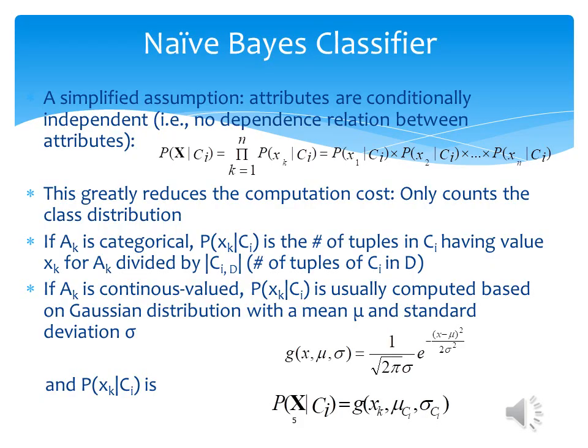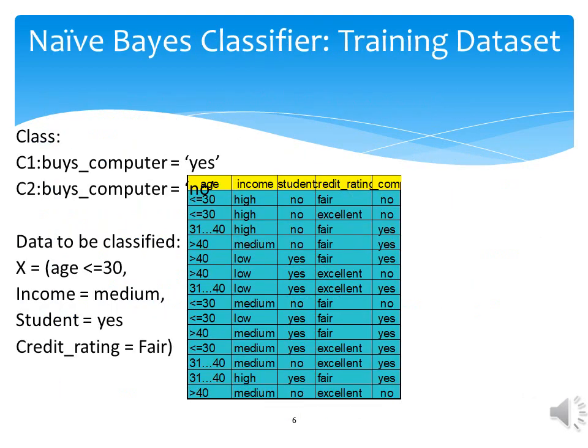For categorical data, we compute probabilities using frequency counts. For continuous attributes, we typically use the Gaussian distribution with estimated mean and standard deviation. Here's an example dataset. We have two classes, Bayes_computer equals yes and no. We'll classify a new tuple with the values age less than or equal to 30, income equals medium, student equals yes, and credit rating equals fair. Using the naive Bayes model, we'll compute the probabilities of this tuple belonging to each class.